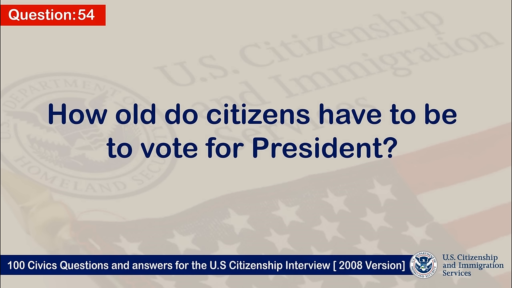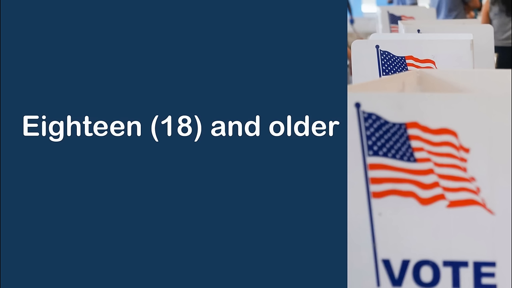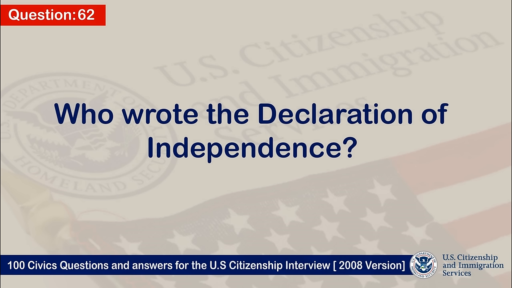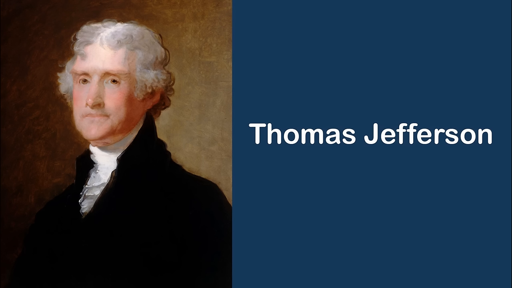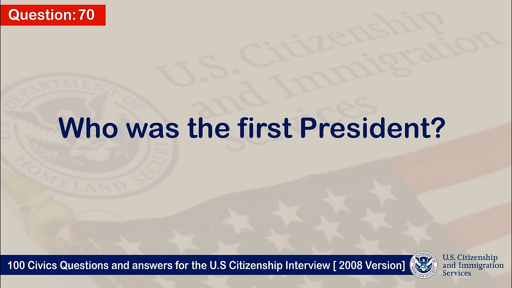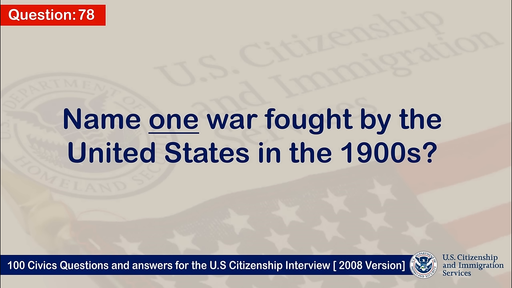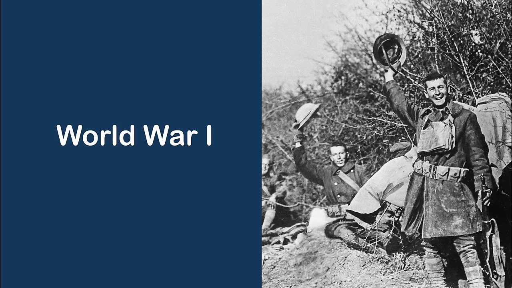How old do citizens have to be to vote for president? 18 and older. Who wrote the Declaration of Independence? Thomas Jefferson. Who was the first president? George Washington. Name one war fought by the United States in the 1900s. World War I.